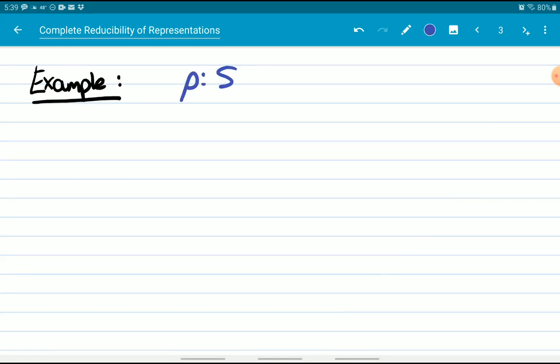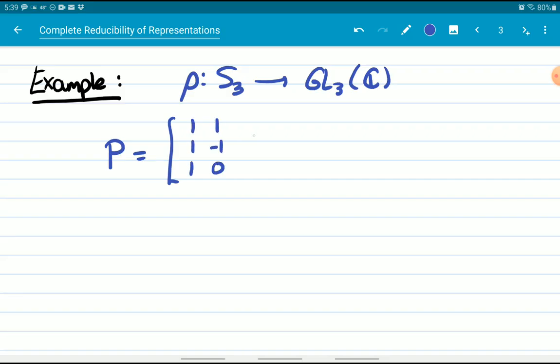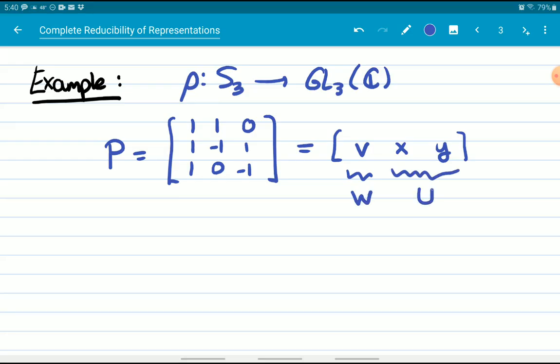Take the standard representation of S3. So here I can take P to be the following matrix. First column is 1, 1, 1. The second column is 1, minus 1, 0. The third column is 0, 1, minus 1. I've talked about these before. I think I called these v, x, and y. v spanned a one-dimensional invariant subspace, which I called W. x and y spanned a two-dimensional invariant subspace, which I called U. Both of these actually turned out to be irreducible subrepresentations.